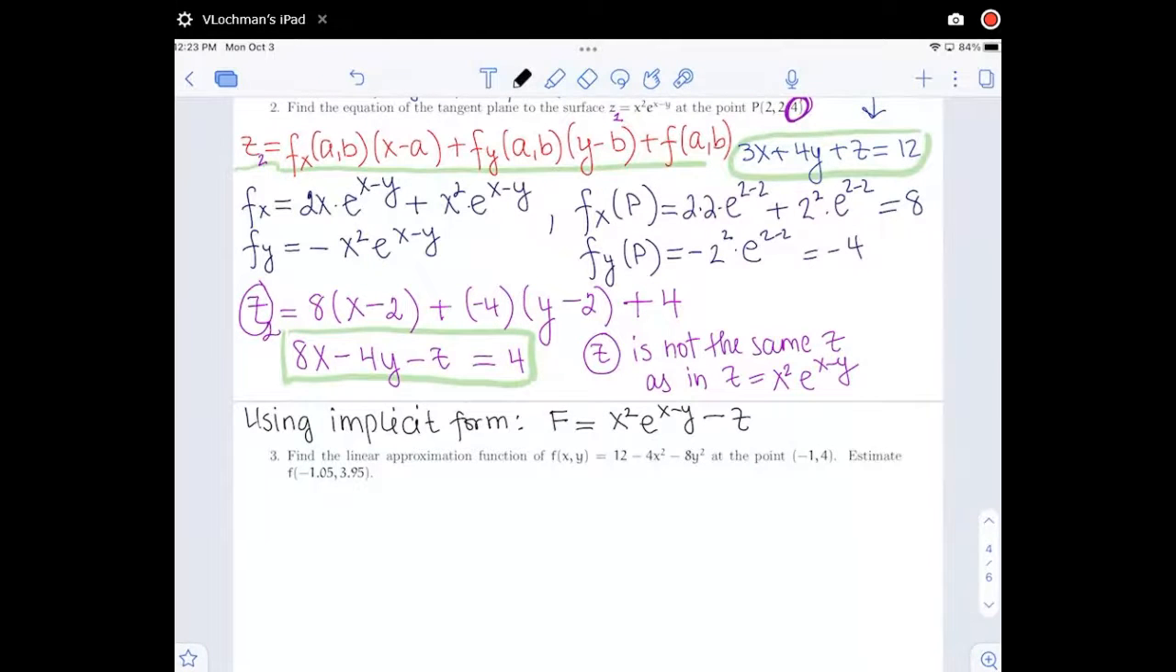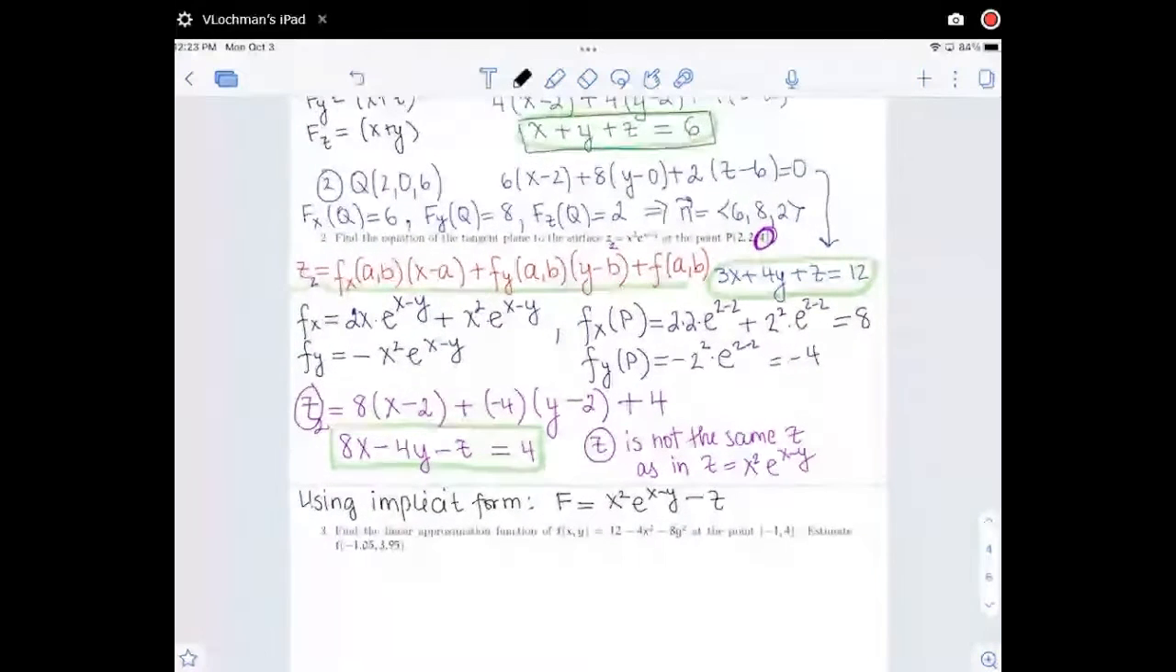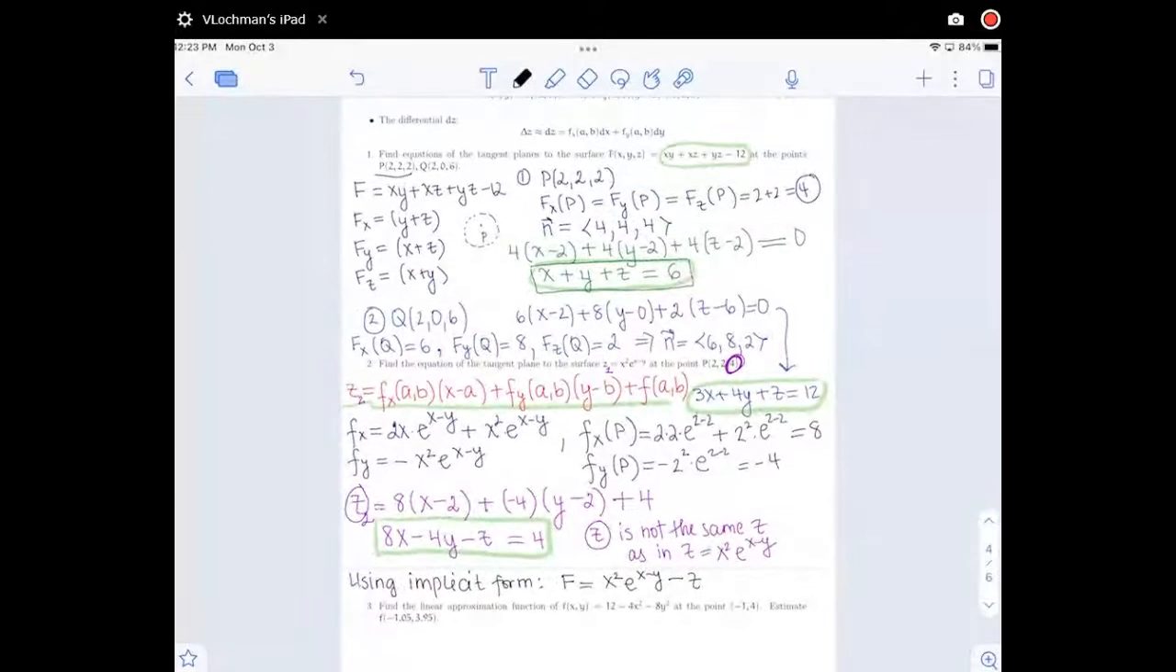All right. So what do you guys think of tangent planes so far? Got any feedback for me? How does it feel? Good so far? Yeah?